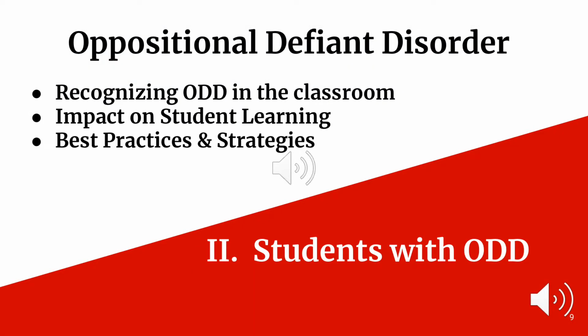Now that we have an understanding of what this disorder is, let's look at what it looks like in real time in the classroom. How can we recognize students in our classrooms with ODD? How does this disorder impact the students' learning? And what are some best practices and strategies that we can use to address the needs of these students?